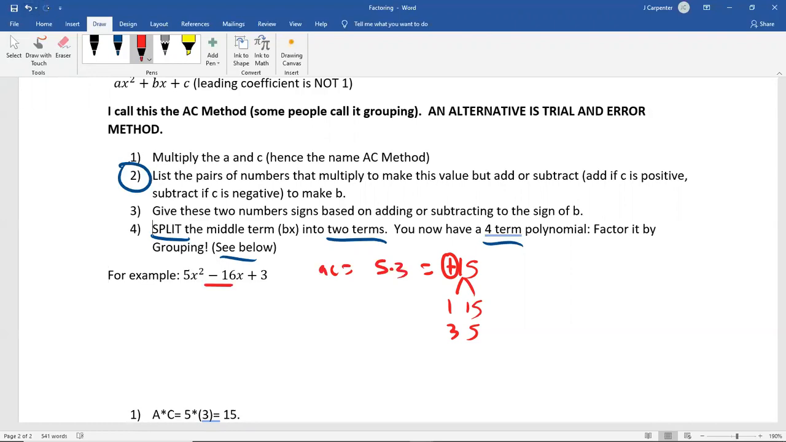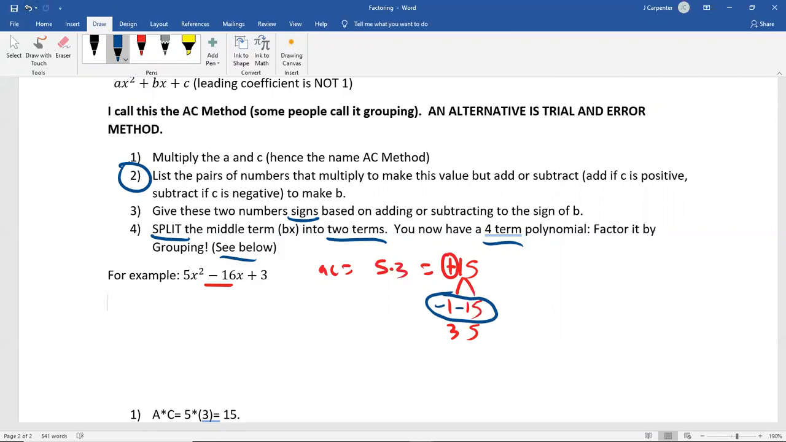Well, 1 plus 15 is 16, 3 plus 5 is 8, so we need to choose the 1 and the 15. But we also need to give them signs. Give these two numbers signs based on adding or subtracting to the b. So we need to make them add to a -16. If we make them both positive, 1 plus 15 is 16. But it's positive 16, so that's not going to work. They're both going to have to be negative.